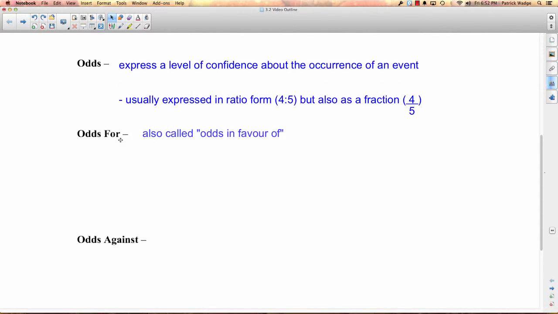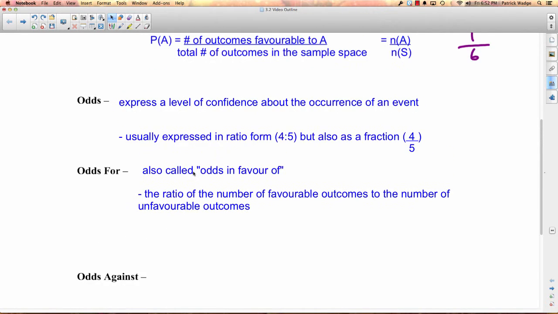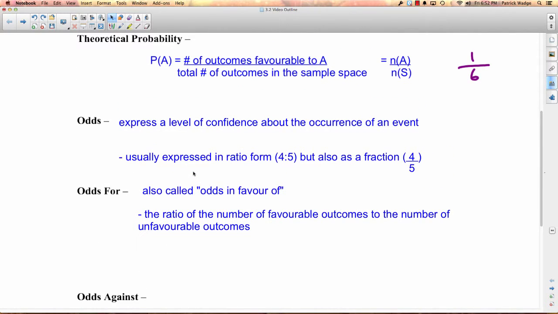There's two main types of things we do with odds. One is odds for, which are also called odds in favor of. And this is the ratio of the number of favorable outcomes to the number of unfavorable outcomes. So here's the distinction. If we look at this 1 over 6, this 1 was the number of favorable outcomes, and this was the total number of outcomes on the bottom. So that's why it was 1 to 6.